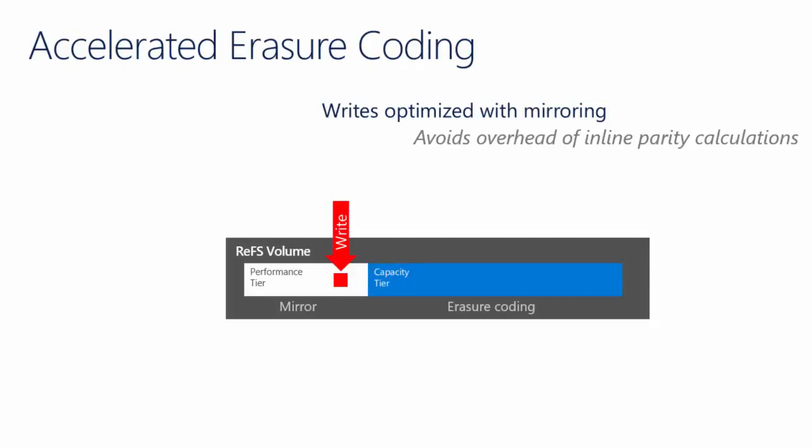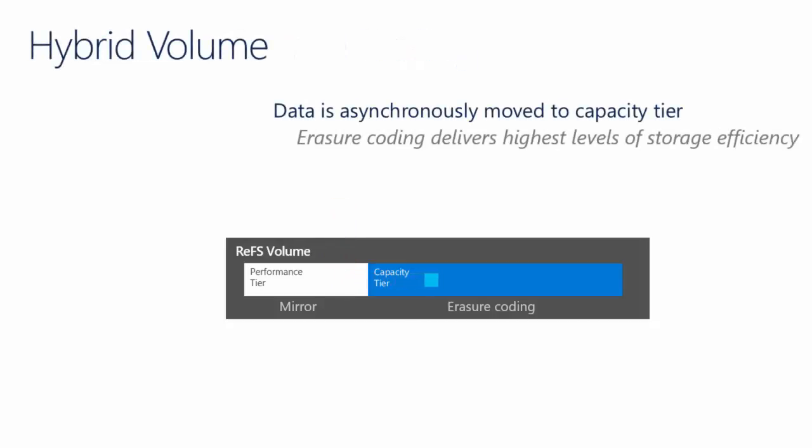So as we keep going through the animated slides here, we can write to that performance tier, and then as the writes are written out to the capacity tier, it tries to minimize the CPU overhead. So it basically flushes it out across the environment in a simple way. The data is asynchronously moved out to the capacity tier, and what we call erasure coding means that we can get that highest level of storage efficiency as we start scaling out.